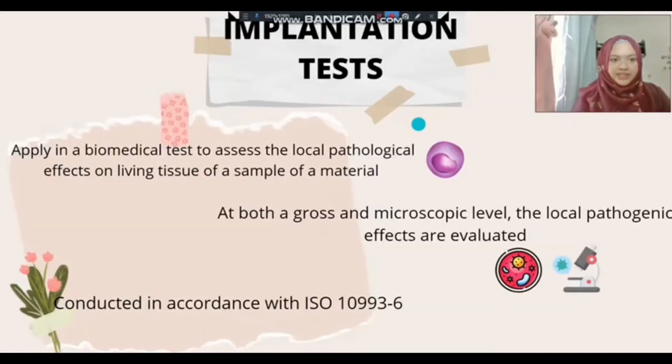For the implantation test, it is applied in biomedical tests to assess the local pathological effect on living tissue of a sample of a material that is implanted into an implant site or tissue for suitable biomaterial or medical device's intended application. This test was undertaken at both a gross and microscopic level, where the local pathogenic effects will be evaluated. This test was conducted in accordance with ISO 10993 Part 6.